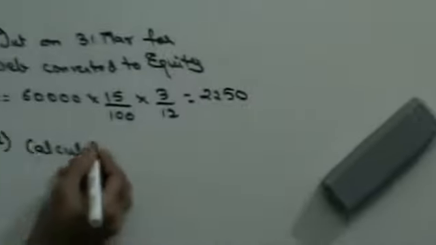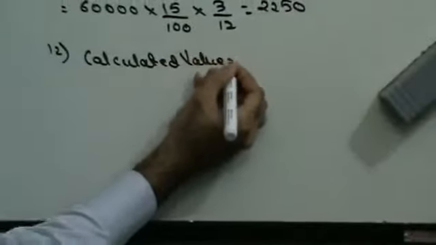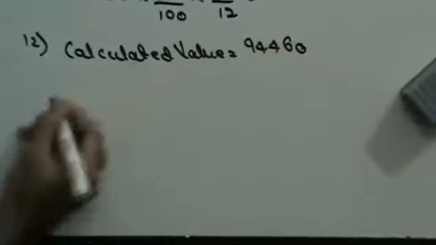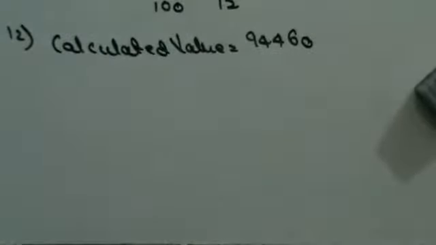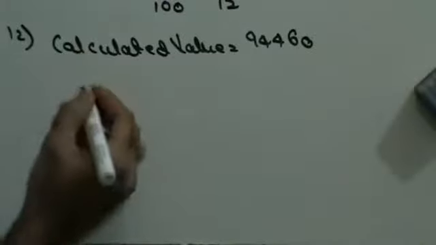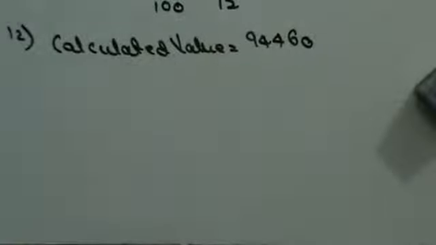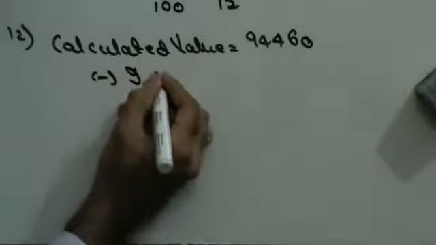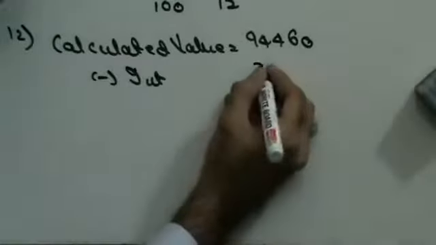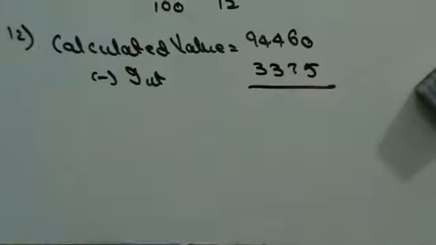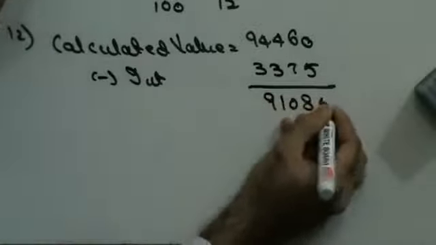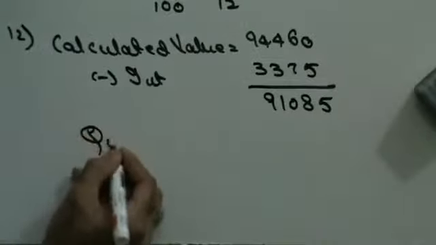94,460. So my calculated value is 94,460, and they've said that the quoted price, the stock is quoted in the market at 103, cum interest. Now if this is my calculated value and it is cum interest, that means I have to deduct the interest. Interest we calculated was 3375. Can someone please deduct this interest and tell me how much this is? 91,085. Okay, so this is my calculated value.